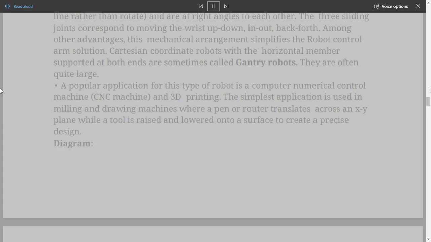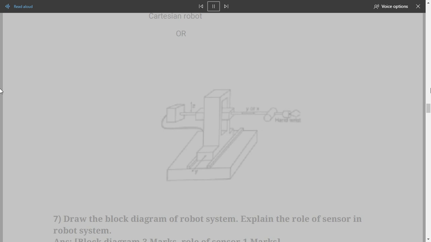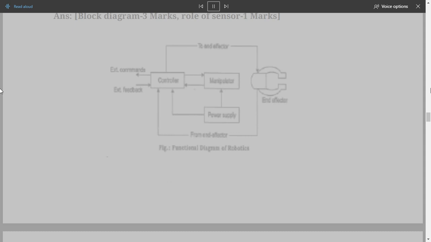Cartesian robot. Or 7. Draw the block diagram of robot system. Explain the role of sensor in robot system. ANS, block diagram 3 marks, role of sensor 1 mark.